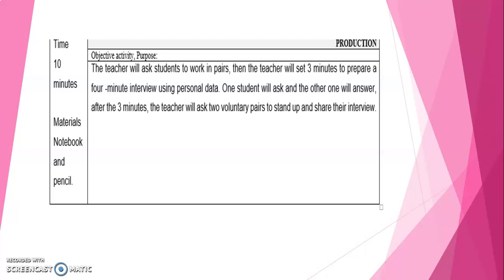In this activity, the teacher will ask students to work in pairs. Then, the teacher will set 3 minutes to prepare a 4-minute interview using personal data. One student will ask, and the other one will answer. After the 3 minutes, the teacher will ask for 2 voluntary pairs to stand up and share their interview. Time: 10 minutes. Materials: notebook and pencils.